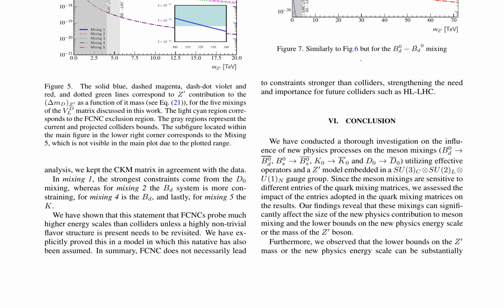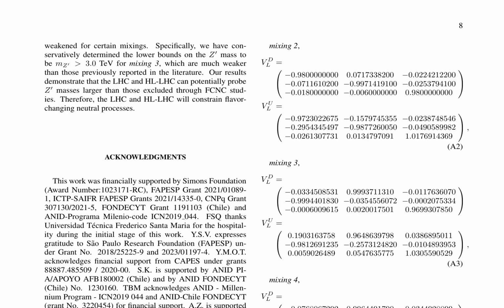The study assumes a specific framework for new physics, namely the Z' model, and focuses on the effects of quark mixing matrices. Future work may involve exploring alternative models and extending the analysis to include additional effects. In the 331 model, a variation of the standard model, the Z' mass bound is evaluated through 5 distinct choices of mixing matrices V_D and V_U.